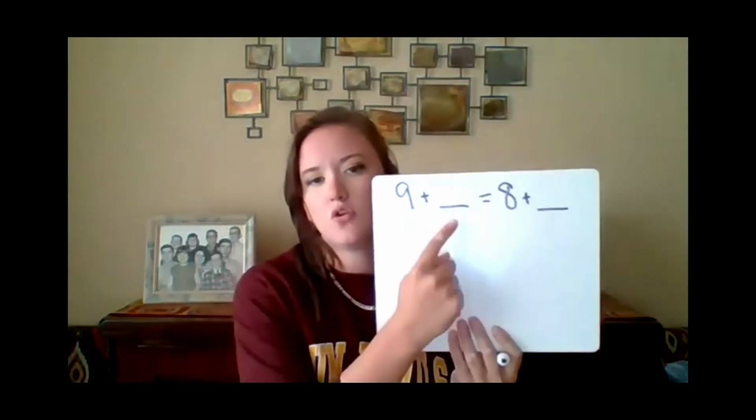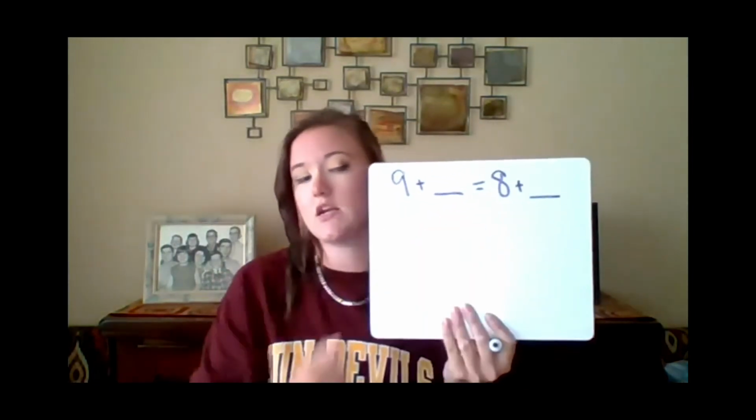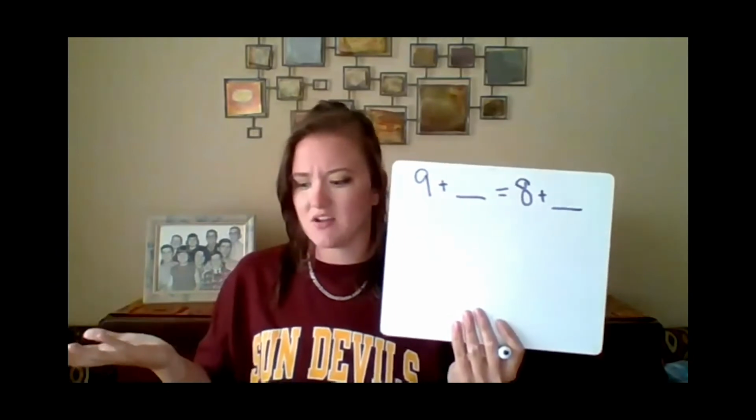You ready? So what I'm going to do is I'm going to write down an unfinished equation with missing addends, and we're going to find out how we can solve it to get it to be equivalent. So let me write down. It's going to be 9 plus blank equals 8 plus blank. So we have 2 missing addends right here, right? So how are we going to solve this?